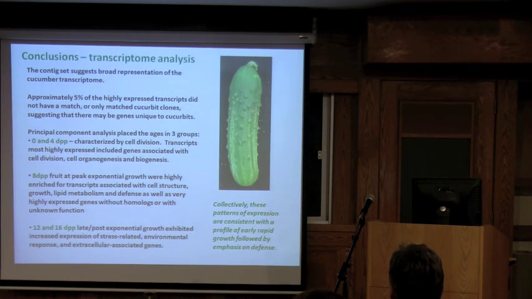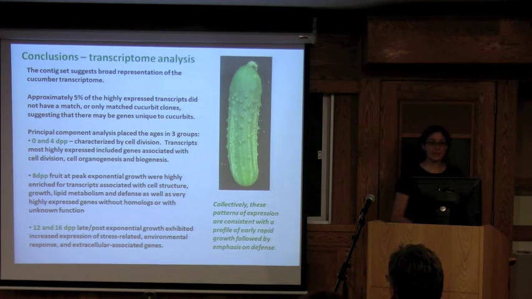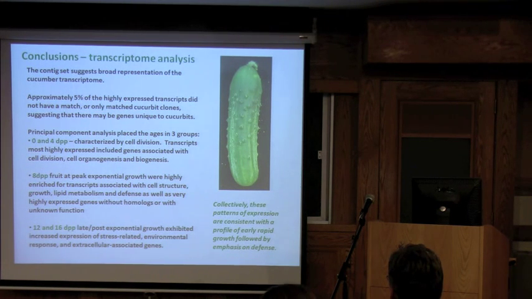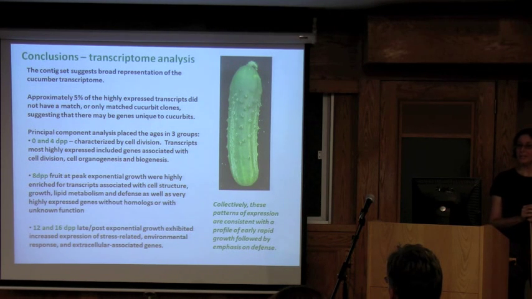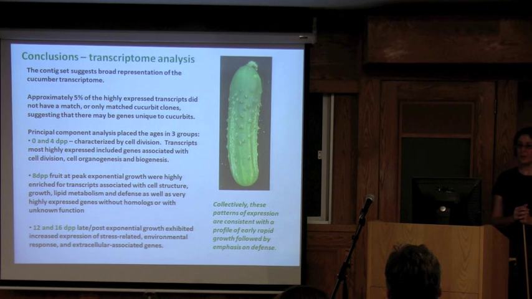0 and 4 days post-pollination were characterized by cell division, and transcripts most highly expressed included genes associated with cell division, organogenesis, and biogenesis. At 8 days post-pollination, we were at peak exponential growth, highly enriched for transcripts associated with cell structure, growth, lipid metabolism, and defense. And also very highly expressed genes that did not have homologs or unknown function.